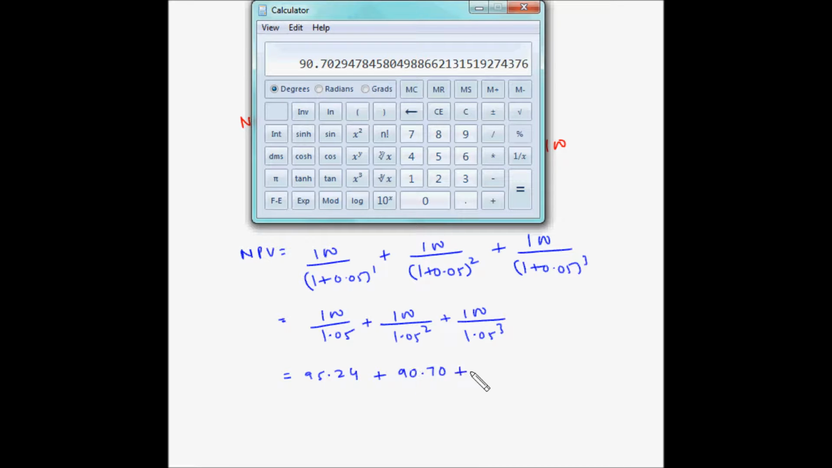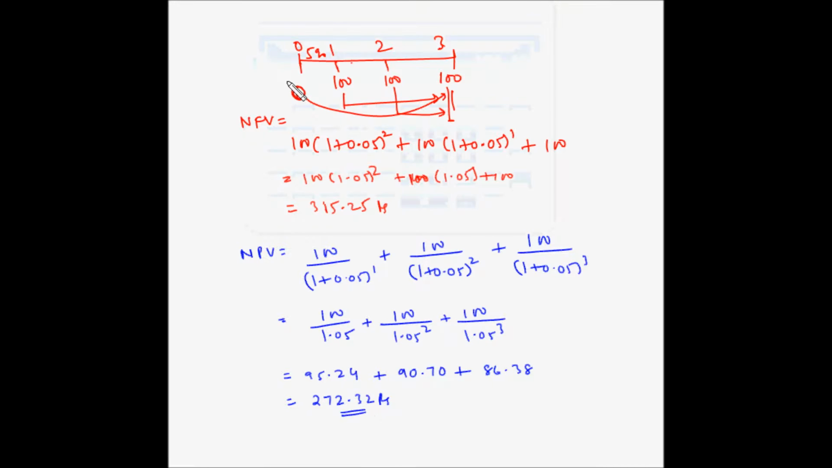90.70 plus 1.05 cube, 1 by x into 100. So this is 86.38, and all of this is equal to 95.24 plus 90.7 plus 86.38, which is 272.32 rupees.